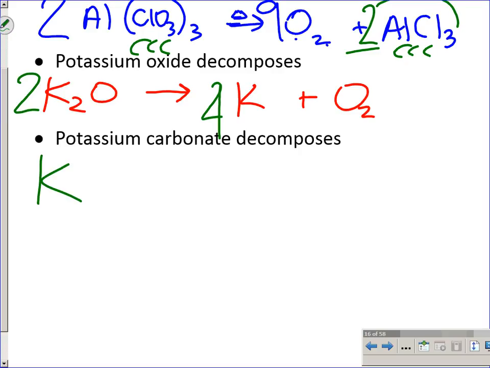K2CO3. Good job. What's the charge of carbonate? What's the charge of carbonate? -2. So the 2 was here, I crisscross it down here. What's the charge of potassium? 1. Beautiful. Good job, Caleb. Okay, so there's our potassium carbonate. Done. Carbonates decompose to form what gas?